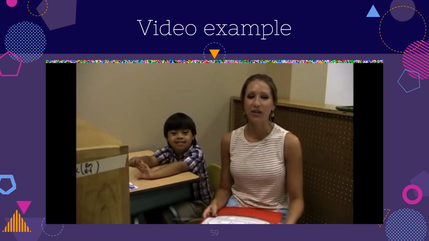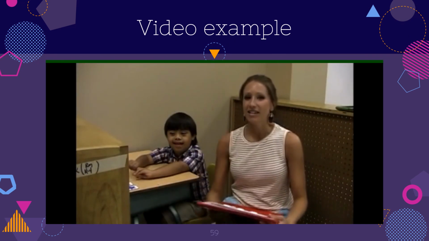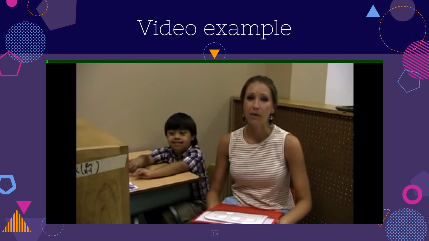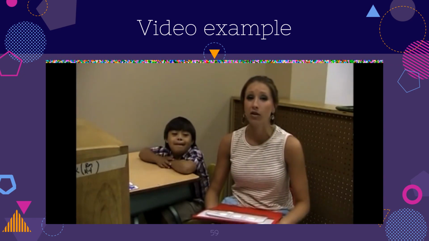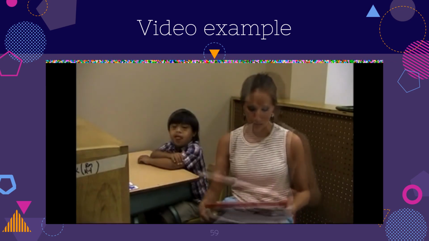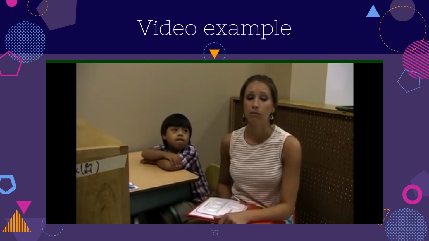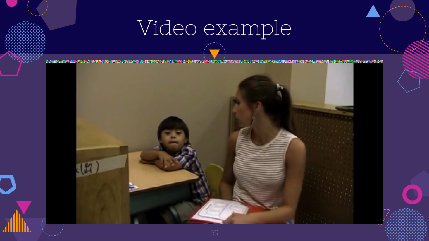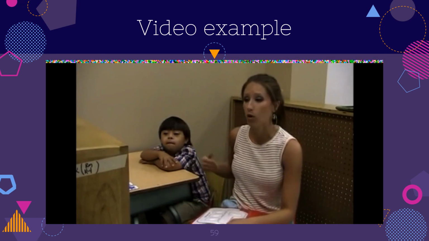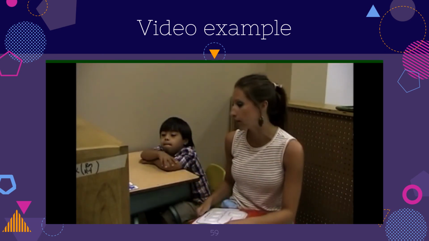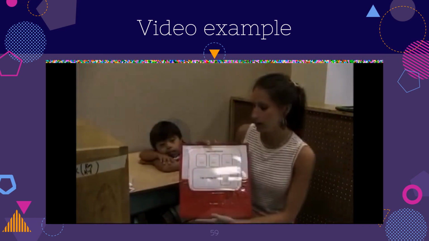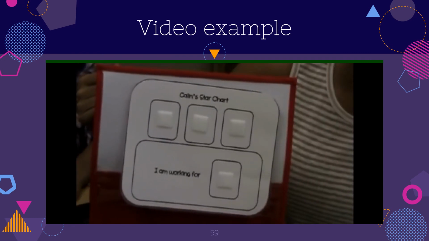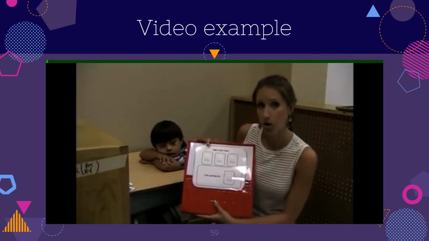Hi, I'm Regina Tui, and this is my friend Callan. Today, as a requirement for my Applied Behavior Analysis course, we'll be showing you how to implement a token economy system in your classroom. In this video, I'll be reinforcing the behavior of task completion. Callan will be working to complete tasks, and as he completes a task, he will receive a token. This is the token economy system that I'll be using today with Callan. It's called Callan's Star Chart.